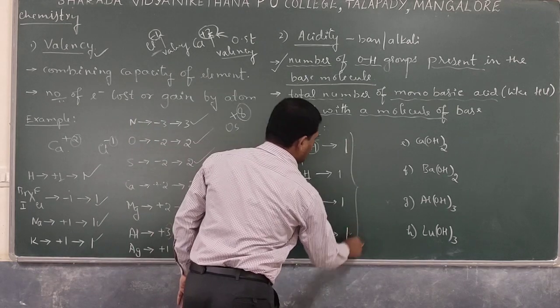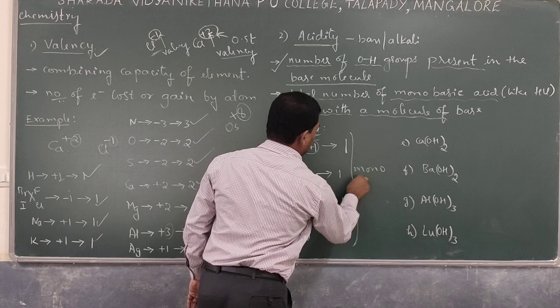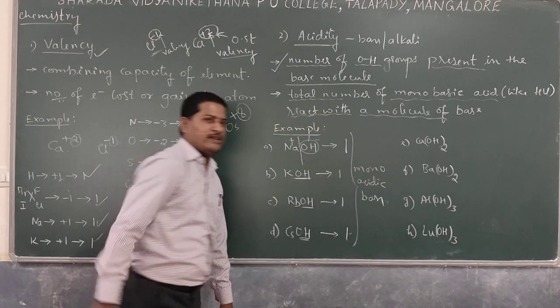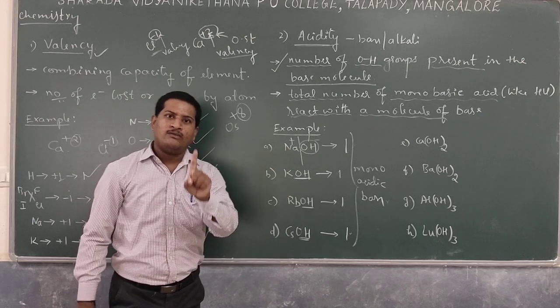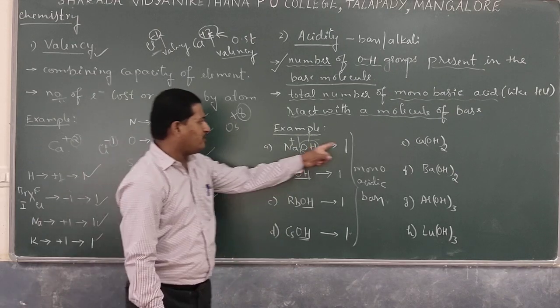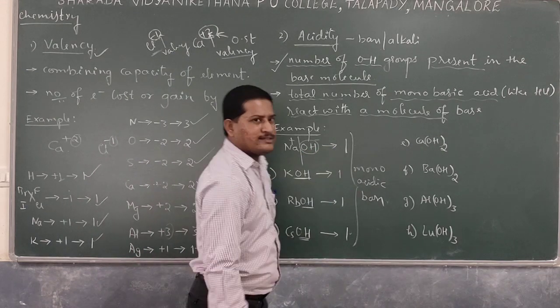So all these come under the category called monoacidic base. All these react with only one molecule of hydrochloric acid or a monobasic acid. So if the acidity is 1, they are called monoacidic bases.